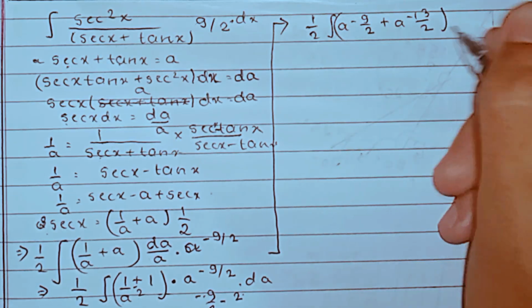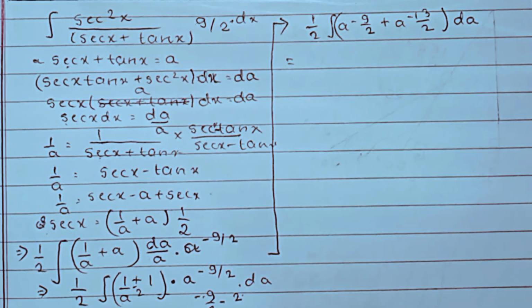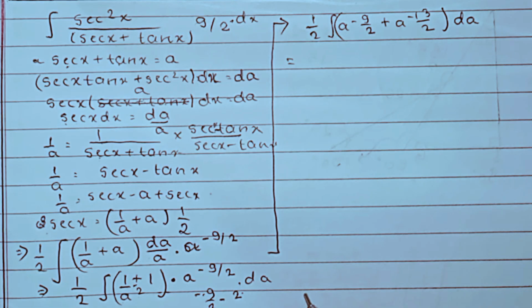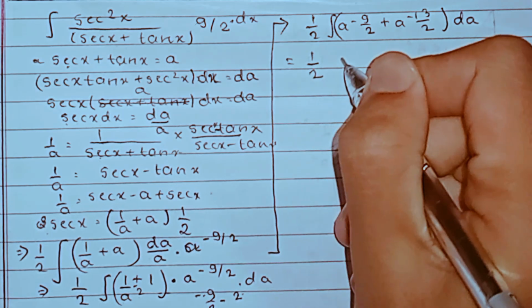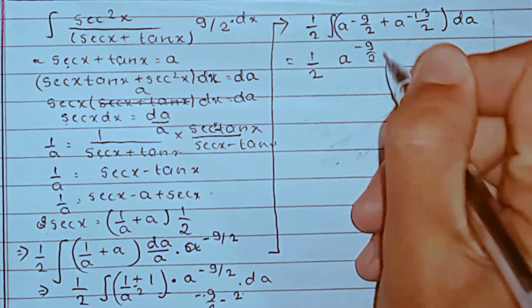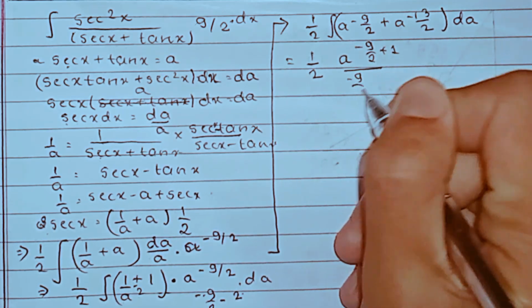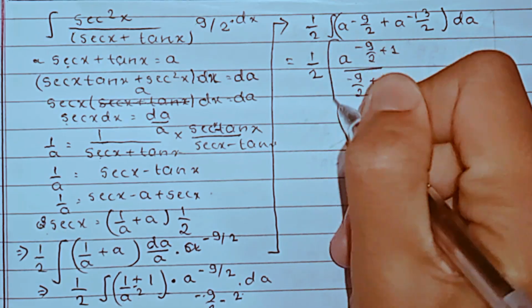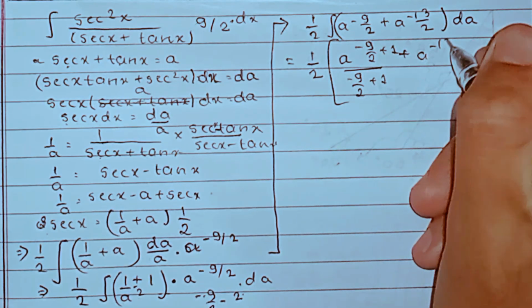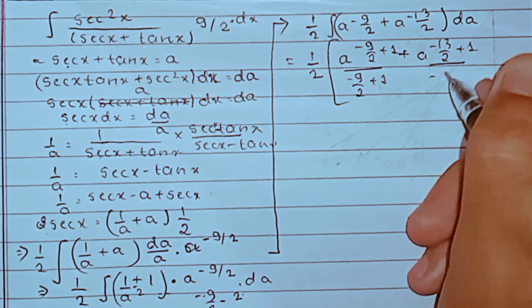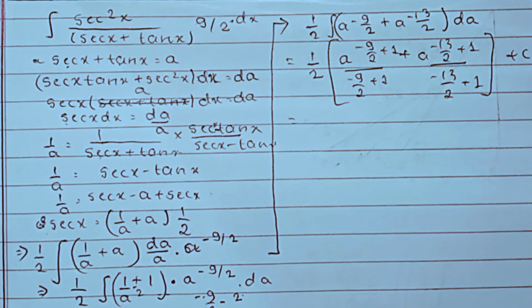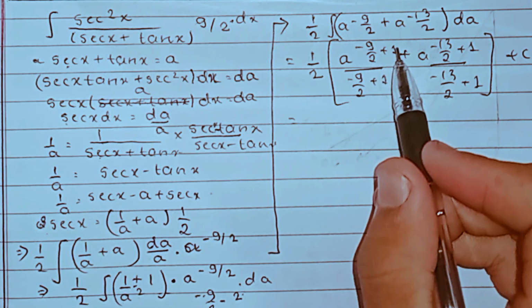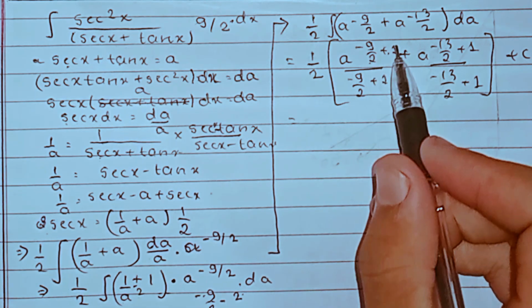Okay, so dA. Now we will use the formula of integration: integration of A to the power n equals A to the power n plus 1 upon n plus 1. Using that we can write 1 by 2 A to the power minus 9 by 2 plus 1 upon minus 9 by 2 plus 1. Similarly, plus A to the power minus 13 by 2 plus 1 upon minus 13 by 2 plus 1, and the constant will be written outside. So minus 9 by 2 plus 1 is minus 7 by 2.